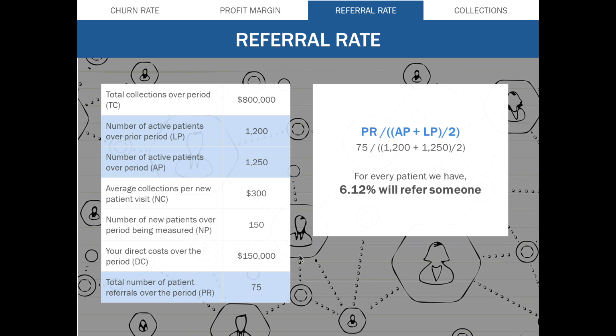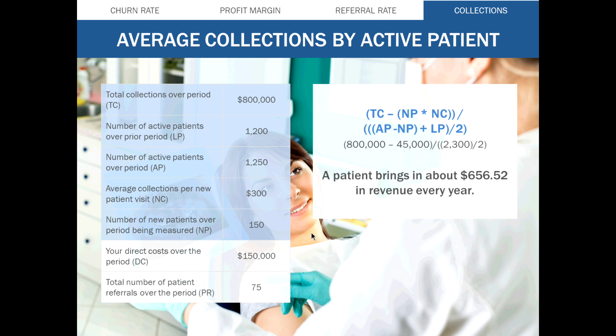Use the numbers that you're seeing and the performance you're seeing in your practice, and this is how you calculate that. You're effectively just taking your total number of active patients and taking the average of the total patients between this year and last year, and then dividing the number of referrals over the prior year by that average, and that will give you the referral rate for you.